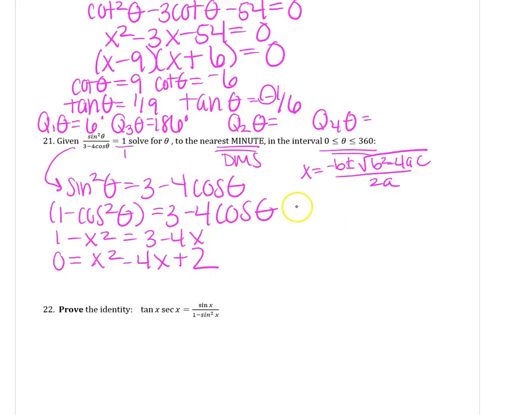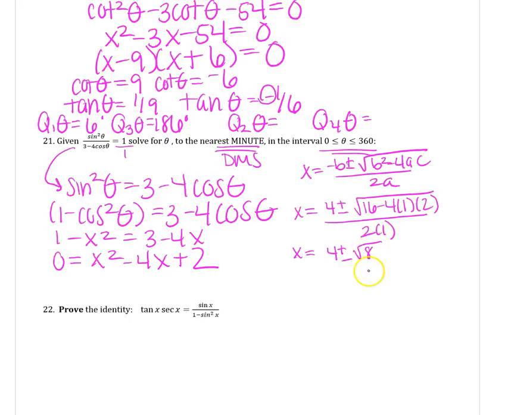Okay, so when we solve, we got negative b, which is 4, plus or minus the square root of b squared, so 16 minus 4ac, all over 2a. Okay, so this would be 4 minus 8, which is radical 8 then, all over 2. Now what I'm going to do then is write this in terms of cosine again. So cosine of theta is equal to 4 plus radical 8 over 2, and cos of theta is equal to 4 minus radical 8 over 2.